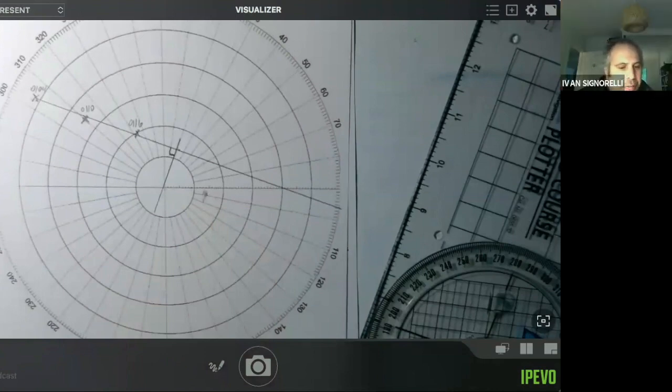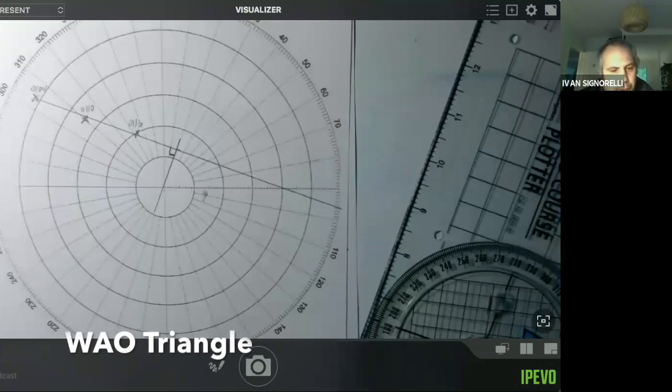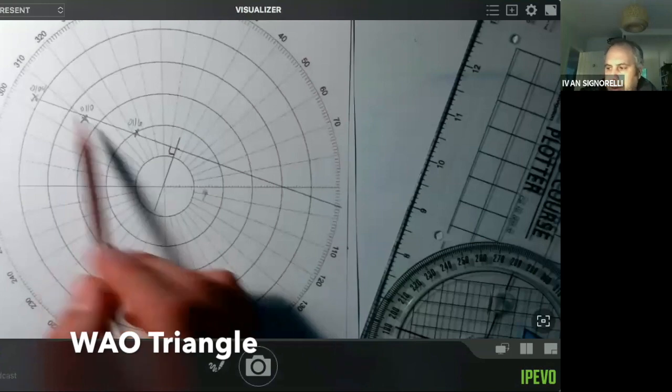So now, there's a couple more questions we need to answer. Will it cross ahead of the contact or astern of it? Before we answer any of that, we need to find the target's course and speed, right? And this is where it's going to get a bit interesting. We call this the WAO triangle.